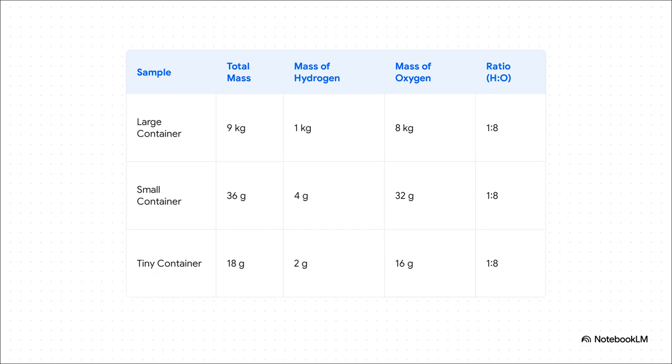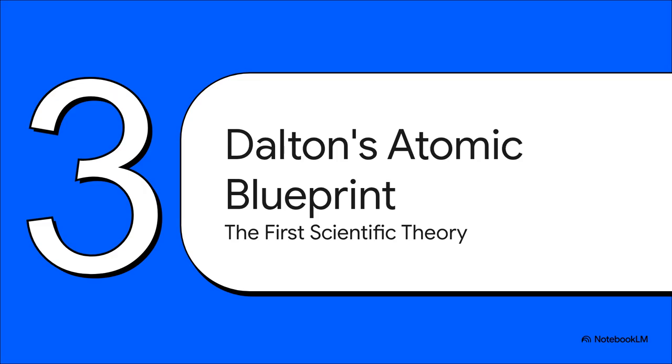It's the one and only recipe for H2O, and it is set in stone. Now, these two laws were a massive breakthrough. They described what was happening in chemical reactions, but they didn't really explain why. That's where this guy, John Dalton, comes into the picture. He's the one who connected the dots between these laws and the ancient idea of the atom. He basically gave us the first scientific atomic theory.